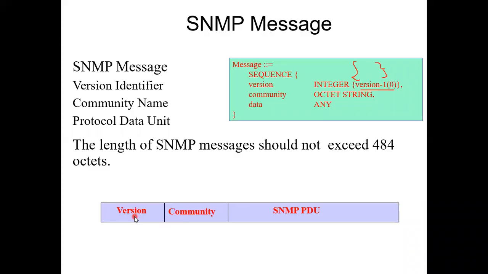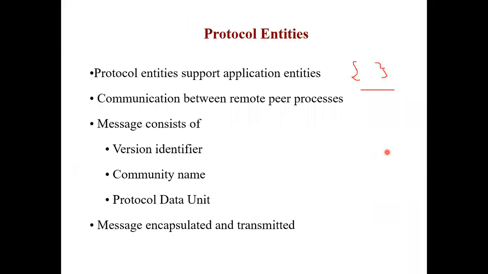It's a very simple thing to remember how the packet looks. Our first field is version, next is community, and then the last one is the SNMP PDU, and the message should not exceed 484 bytes, or you can say octets. Both are correct. So the message consists of version, community name, protocol data unit.